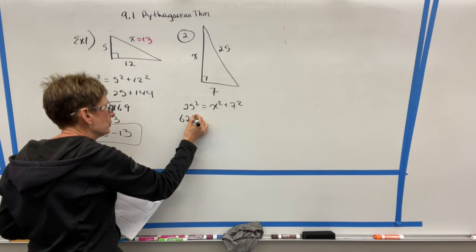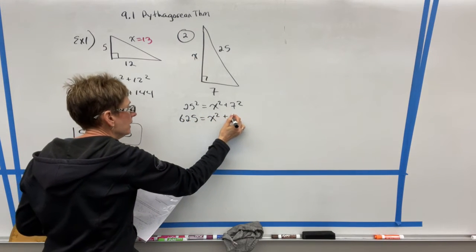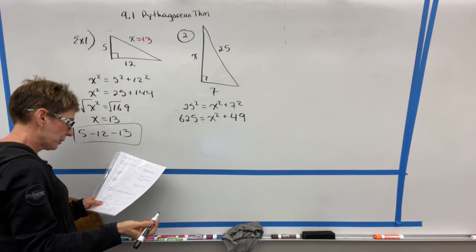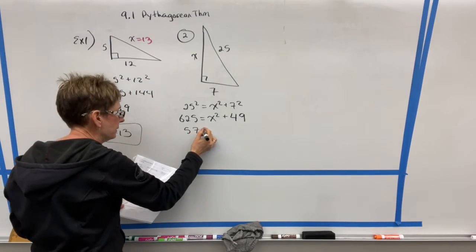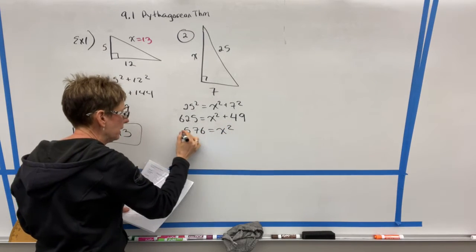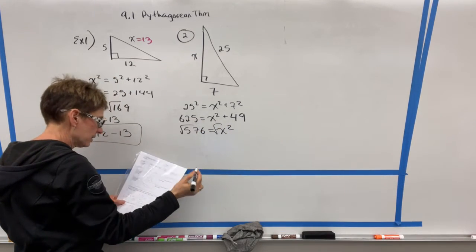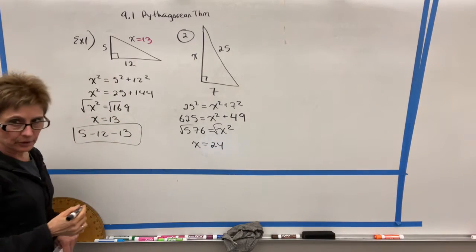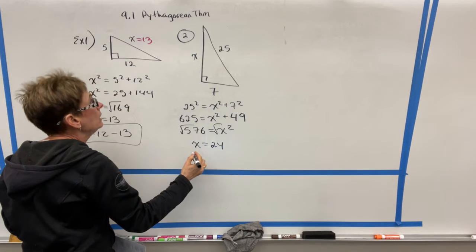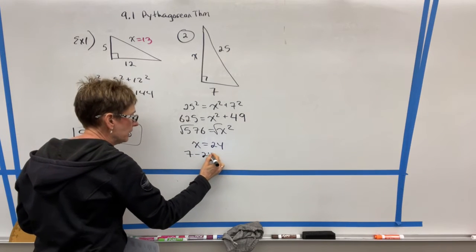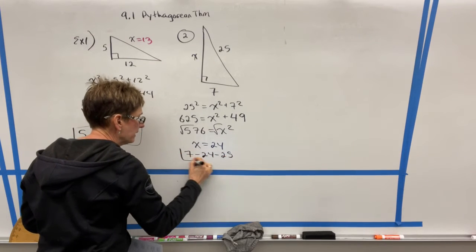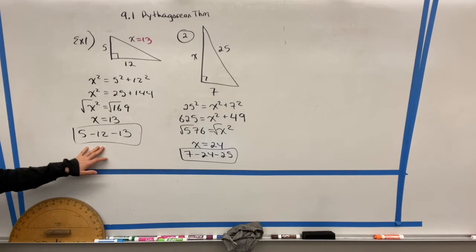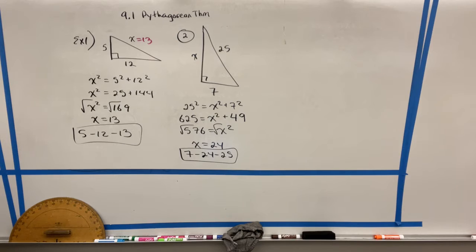So 625 is equal to x squared plus 49. I would subtract 49 from each side and get 576 equals x squared. And then, of course, I would take the square root and get that x is 24. This is another common Pythagorean triple. This would be a 7, 24, 25 Pythagorean triple. This is not as common as the 5, 12, 13 or the 3, 4, 5, but it still does come up a fair amount.